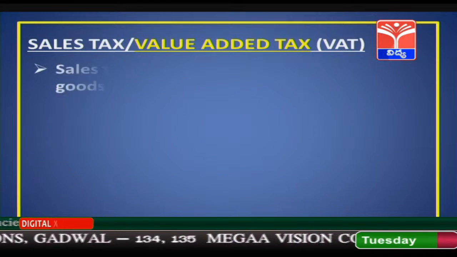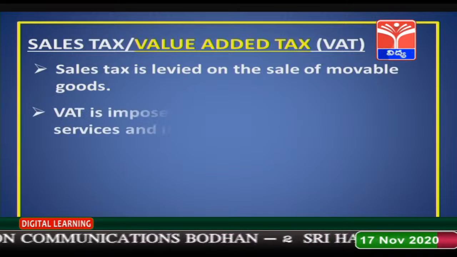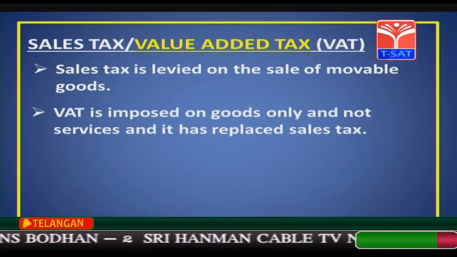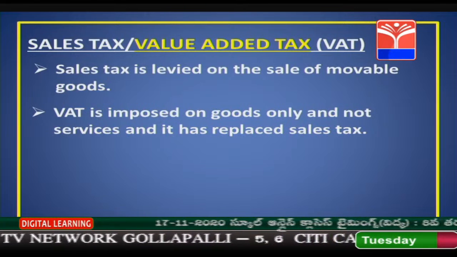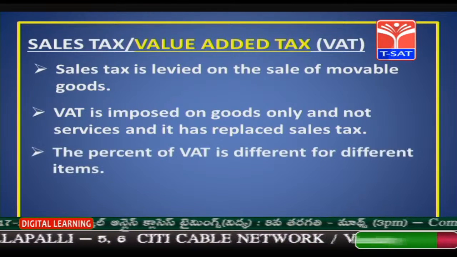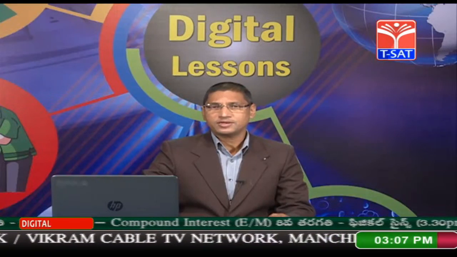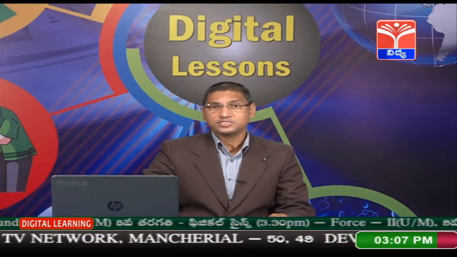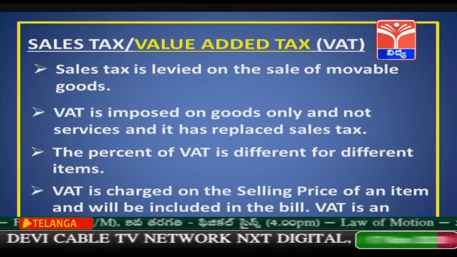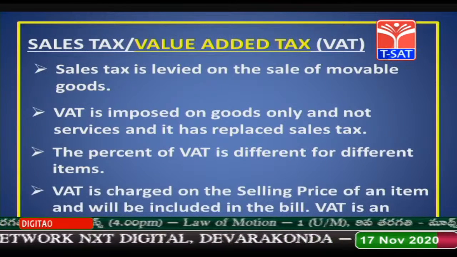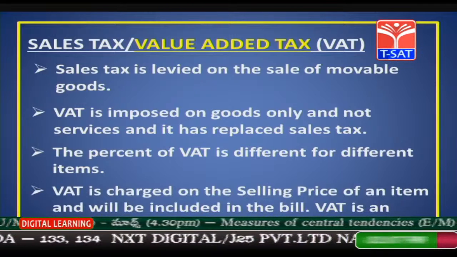Okay, children. Now, sales tax is levied on the sale of movable goods, whereas VAT is imposed on goods only and not services, and it has replaced sales tax. The percentage of VAT is different for different items. For example, if you are purchasing groceries, the percentage is different, whereas if you are purchasing say an automobile, that is different. Now, VAT is charged on the selling price of an item and will be included in the bill. So, whenever you purchase any item, you can see there will be VAT in that bill.